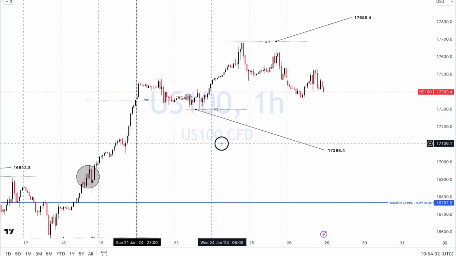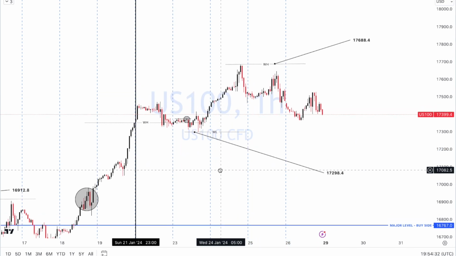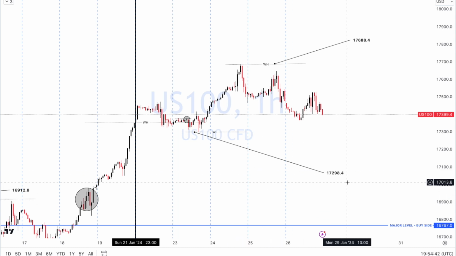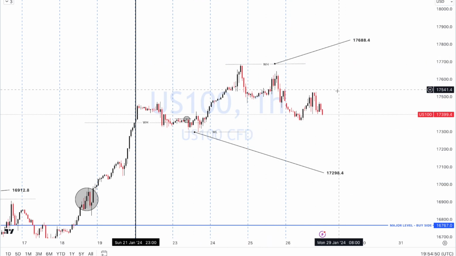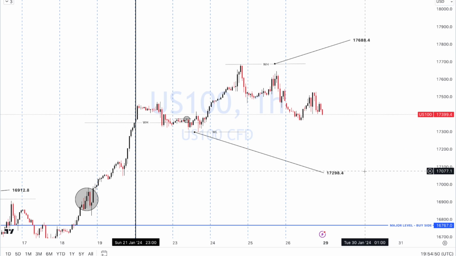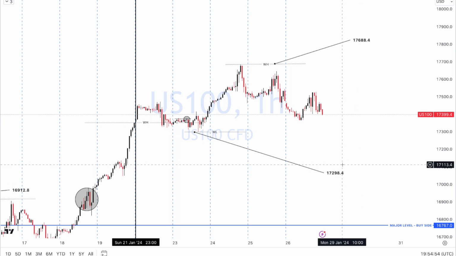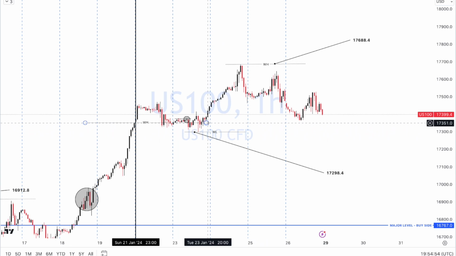So to round this video up, first things first, I need to give the levels that we want to keep an eye on. On the higher side, the weekly high, we're looking at 17688.4. And on the low side, the weekly low, we're looking at 17298.4. If either one of these levels is taken out, we need to start positioning ourselves accordingly. That's how I would do it. That's how I would recommend it.